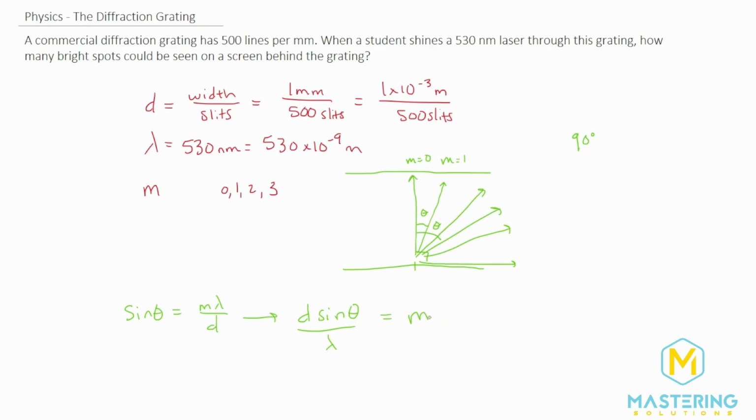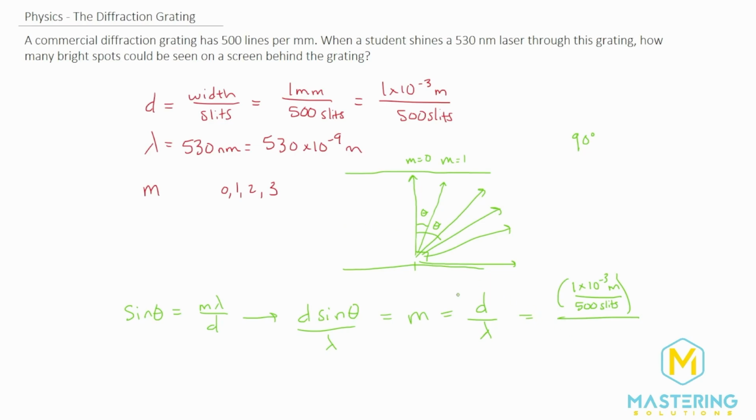We want the maximum number that we can get here, so we'll use sine of 90 because that's the limit. We can't go past that. Sine of 90 on the calculator is 1, so we can simplify our equation. m is going to be equal to d divided by lambda, which will give us the maximum m that we can get. d, we said, is 1 times 10 to the negative 3 meters divided by 500 slits.